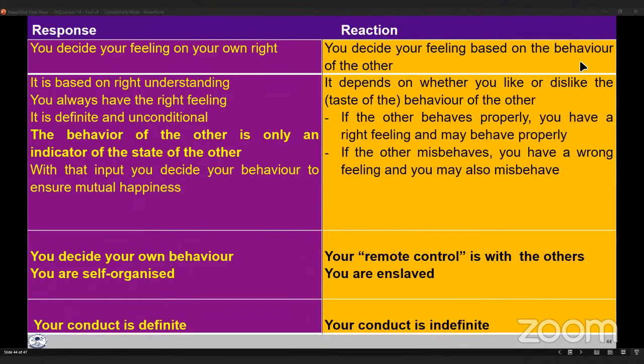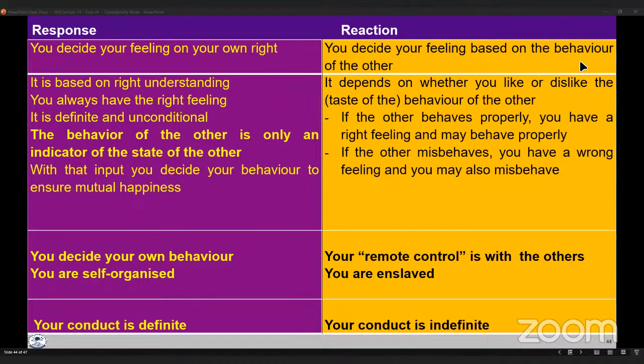Understanding that right now the competence of the other person is low, and right now my competence is better. I can see that. So with the trust on intention, I'll express the way I should. So the other is not deciding, I am deciding. So in response, you decide your feeling on your own, right?